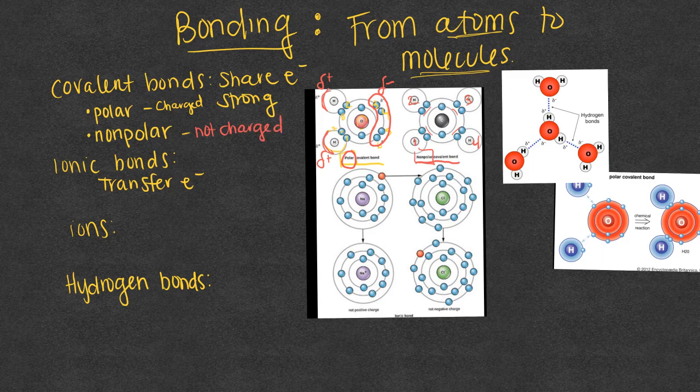Now let's look at these pictures. So this is sodium. This is chlorine. Chlorine has 1, 2, 3, 4, 5, 6, 7 valence electrons. So to make chlorine happy, we just need to add 1. Sodium only has this 1 valence electron. It's easier to give it away than it is to get 7 more. So it transfers that electron to chlorine.